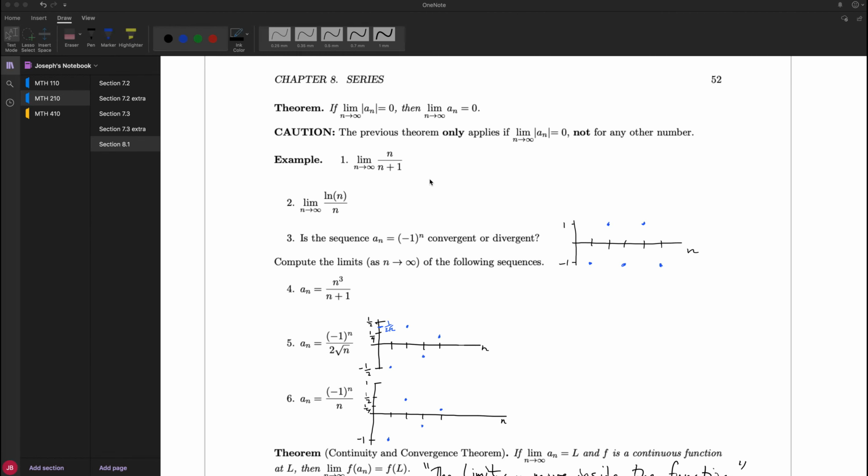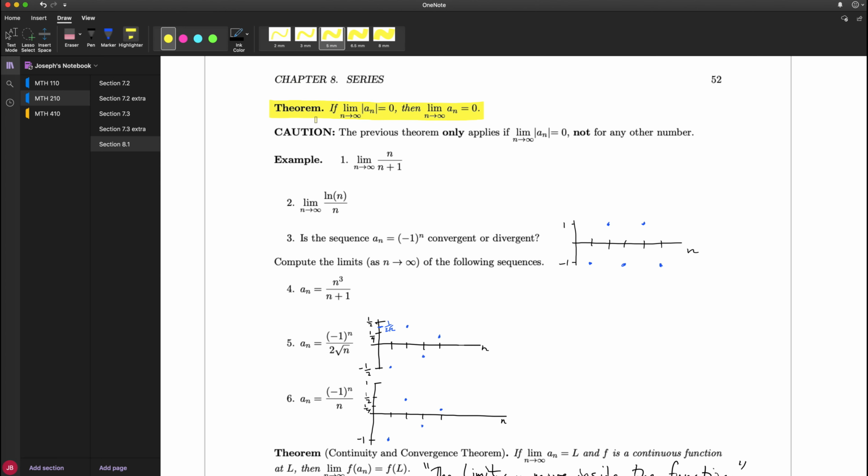Hello class, we're back with part 2 of section 8.1. We're going to start on page 52 and we'll just do this page for this video since there's a lot of stuff to do here. So the first thing we're going to do is talk about this theorem here, and I want to highlight it because it's actually very important, and we'll come to its utility in just a second.